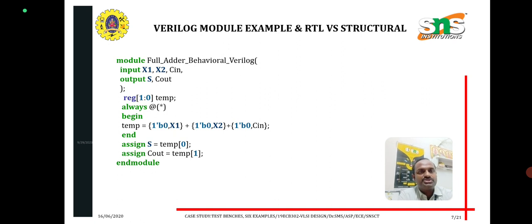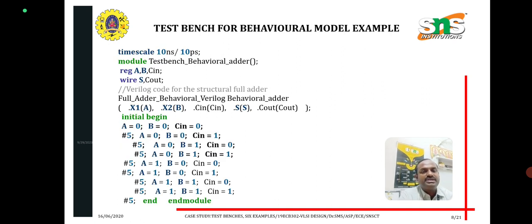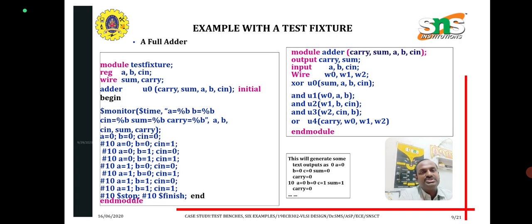We equate temp of 0 to s, that is sum, and temp of 1 to c out. Again the test bench: we create values for a equal to 0, 0, 0, 0, 1, 0, 1, 0 between the hash 5 values. That means with a 5 second difference we create input values, and based on this we use the test fixture for the full adder. Look at this module test fixture: registers a, b, c in are created for the input values, and wires for the output sum, carry. For the adder, u0 is the label, carry, sum is the output, a, b, c in is the input, the initial begins, and we monitor the values of a, b, c in and sum, carry.